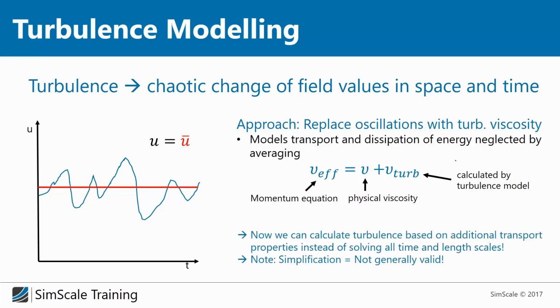And now we are able to calculate and simplify turbulence based on additional transport properties instead of solving all the time and length scales. It is very important to understand that this is a major simplification. So it's not valid in general, and there is a kind of midway which is called LES, large eddy simulation, where those parts of the simulation which are really fine structures or have fine scales are solved using a turbulence model, and larger scales are solved with DNS.